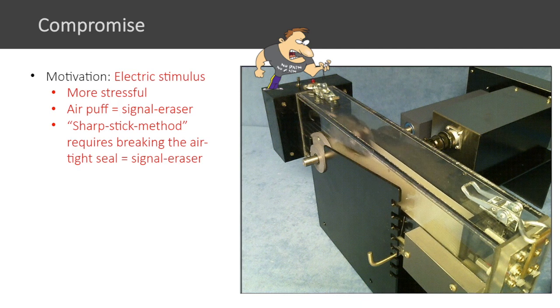And then the sharp stick method, probably being the most humane option, would require breaking the airtight seal to poke at the animals, which introduces an air leak. It's not as devastating as the air puff, but this is important. There can be no air leaks in the chamber.